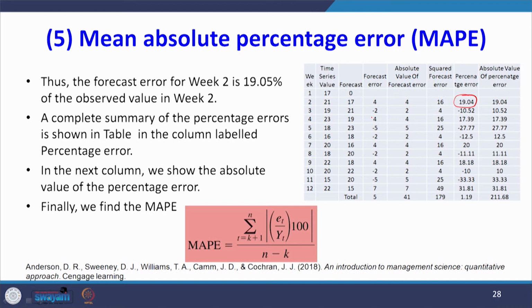Similarly, for the next one, minus 2 upon 19, you will be getting minus 10.52 percent. So, a complete summary of the percentage errors is shown in the table in the column labeled percentage error here. In the next column, we show the absolute value of percentage error. So, here minus 10.52, I have taken only the positive value. Finally, we divide by the number of forecast errors, that is 11. So, then you will get the mean absolute percentage error.